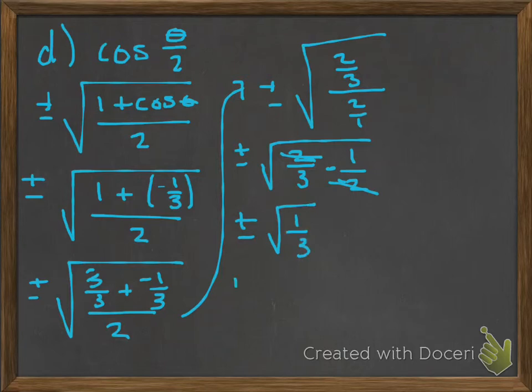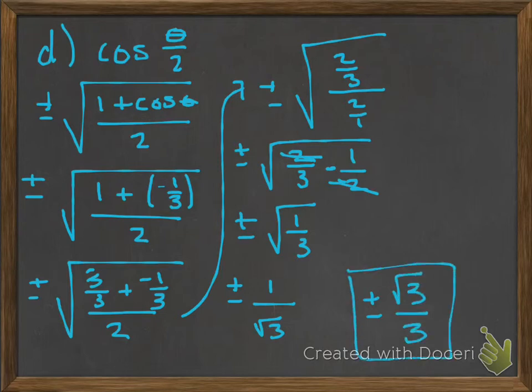And when I take the square root of the top and the bottom, I get 1 over the square root of 3. And then the last step we do is rationalize. So our final answer would be square root of 3 over 3. So that's our answer for cosine of theta over 2. And the last thing that we have to do is our tangent of theta over 2.